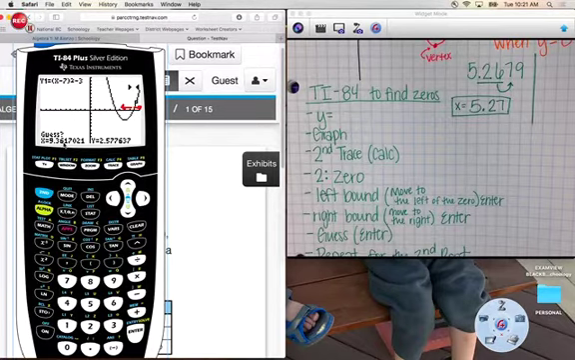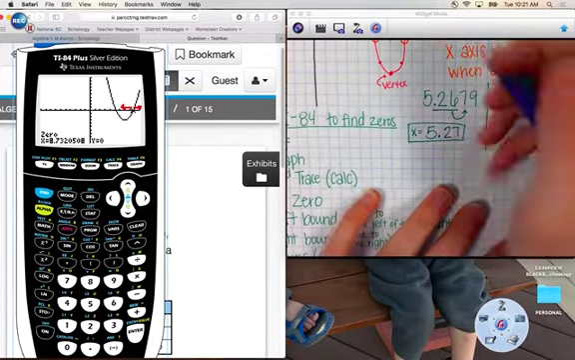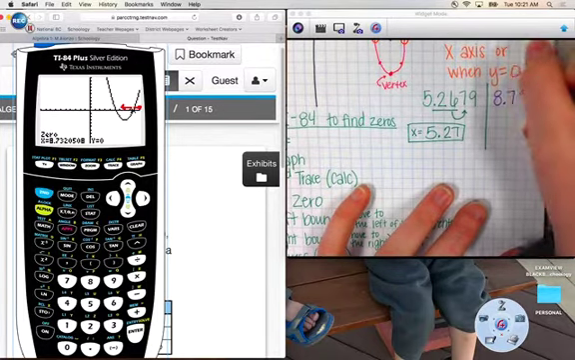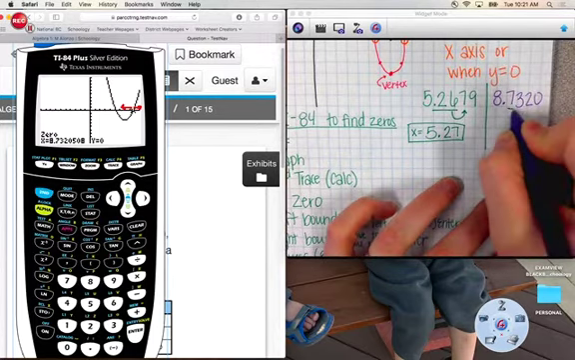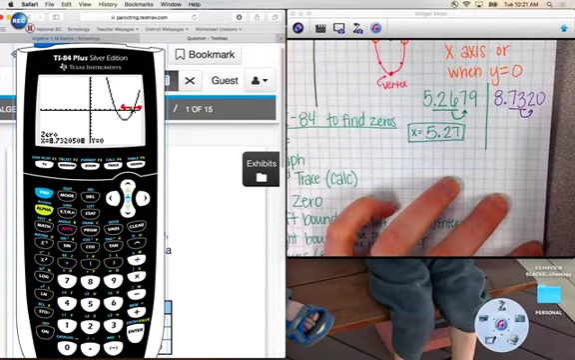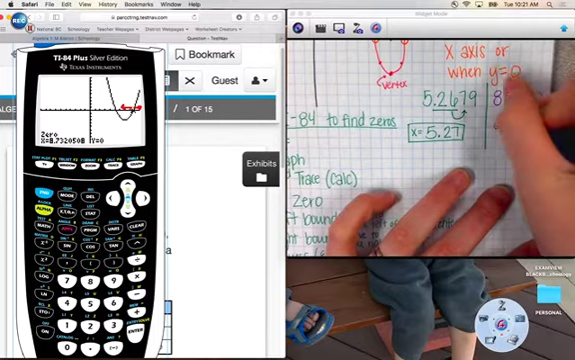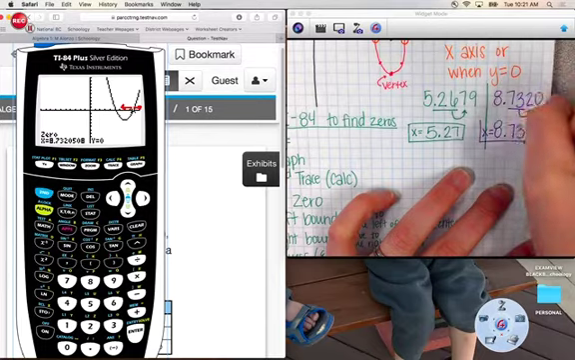So now it says guess. So hit enter one more time. There we go. So what is the second 0? So it is 8.7320. I want 2 decimals. So what does that 2 make this 3 do? Stays the same. So it would be 8.73. So x equals 8.73.